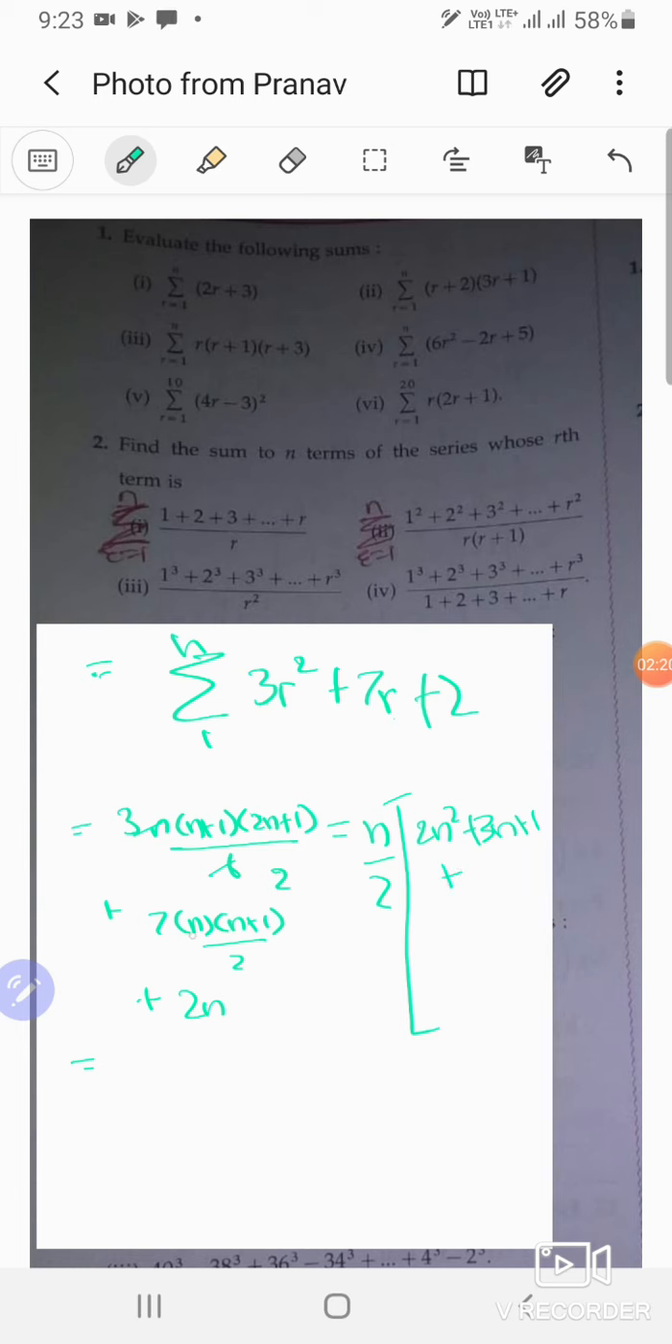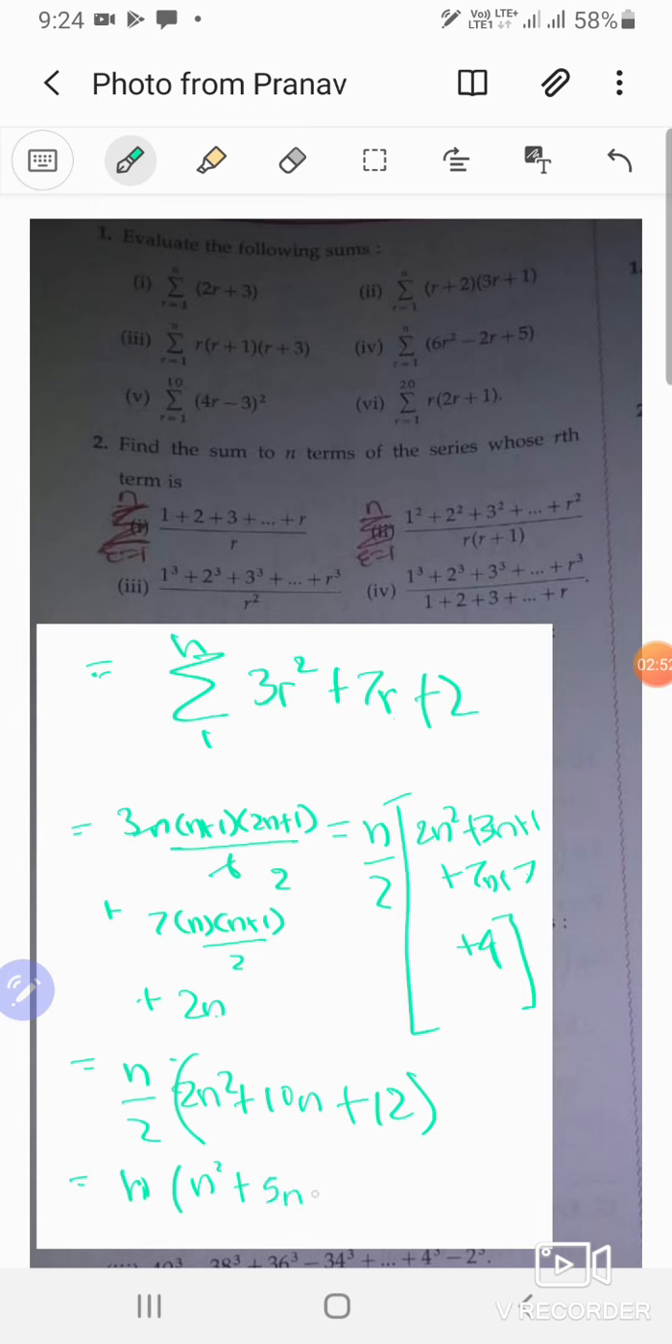And then over here, with n by 2 out, you got 7 into n plus 1, that's supposed to be 7n plus 7. Now over here with n by 2 out, you got plus 4. That's supposed to be n by 2 of 2n squared plus 3n plus 7n is plus 10n, 7 plus 1 is 8 plus 4, that's supposed to be 12, which is n into n squared plus 5n plus 6, which can also be written as n into n plus 2 into n plus 3. Okay, that's nice. Let's move on to the next question.